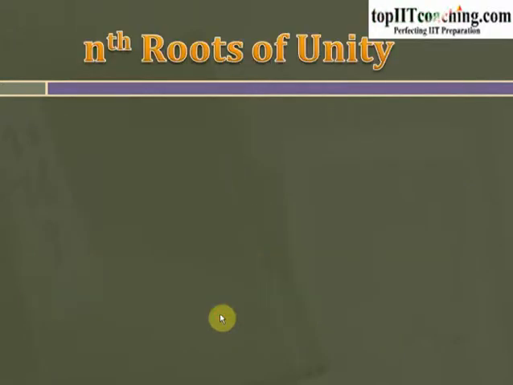Now the next topic is the nth roots of unity, and it is one of the most important parts of complex numbers.